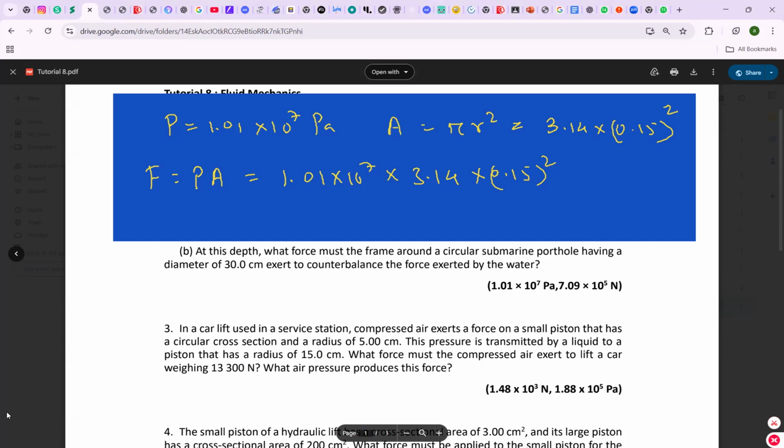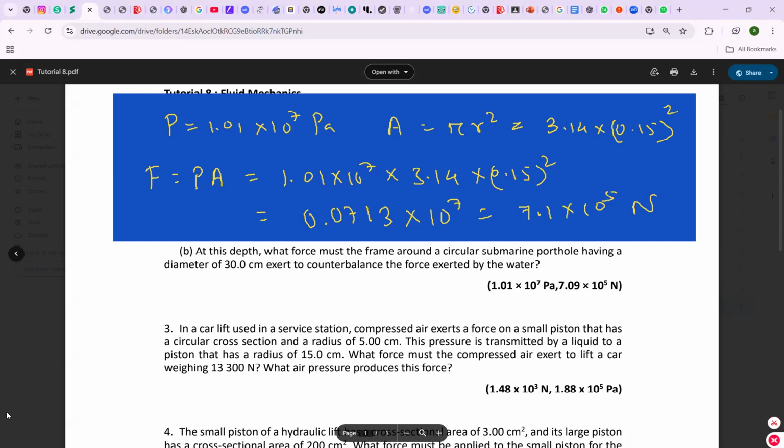So this I am getting 0.071. Okay, because I'm always using 3.14, that's why I'm getting a little bit of difference in the answer. That's okay. 0.713 into 10 to the power 7. That will give you 7.1 into 10 to the power 5. We are getting 7.13.